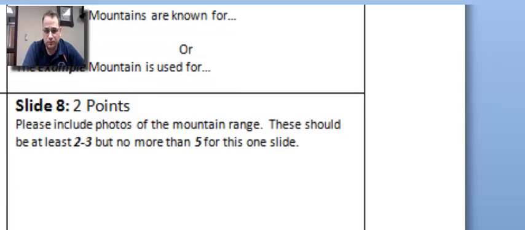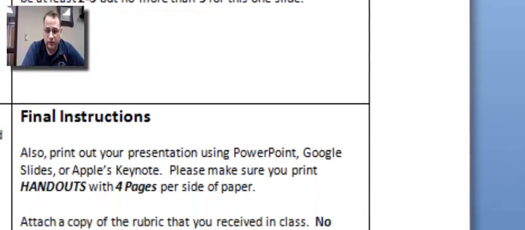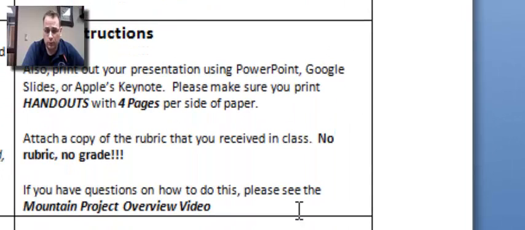Final instructions. Again, we talked about this at the beginning. Print out your slide presentation, 4 per sheet, do front and back. Just want a simple 1-page paper that I can grade really quickly. You can do this in PowerPoint, Google Slides, or Apple Keynote. Again, if you're not completing this in class, you can do it at home. You and your partner will be responsible for it.